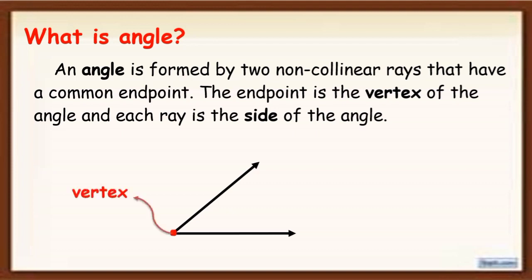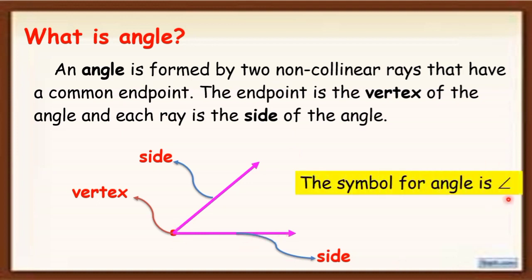So remember, the endpoint is the vertex of the angle, and this ray is what we call the side of the angle. So remember, this endpoint is what we call the vertex, and this ray is the side of an angle. And remember, the symbol of the angle is this one.